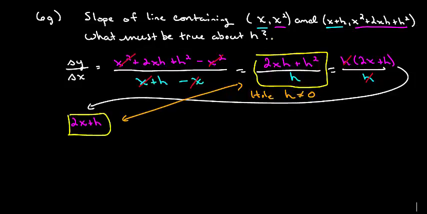So what must be true about h? H can't be 0. You can think about it as making the denominator 0, but more importantly, we want to take this guy here and say that it's equal to this guy here, and they're actually not completely equal to each other, only for every other value except for when h is 0. So it's really important that you understand that.